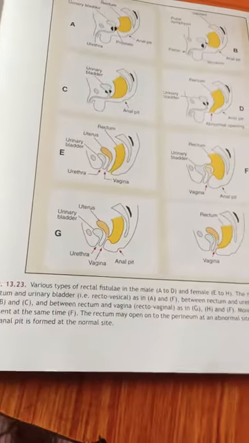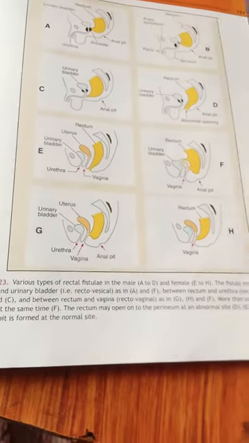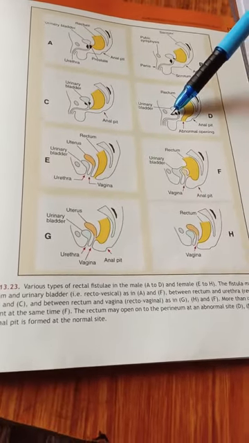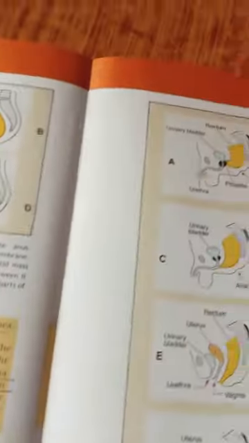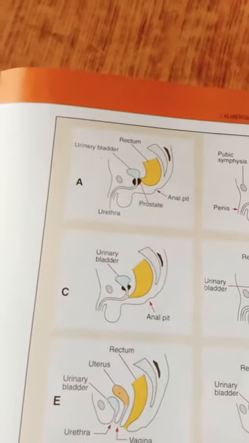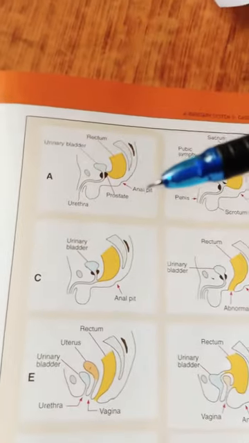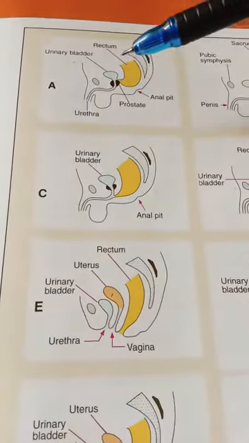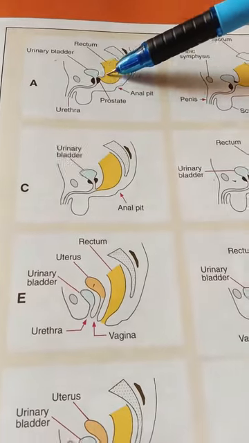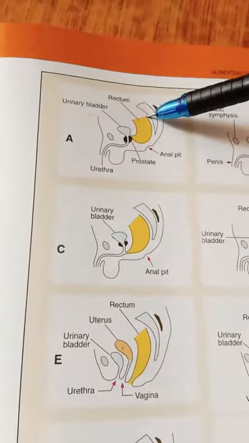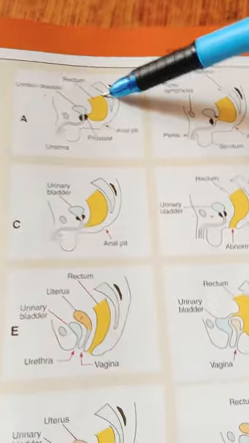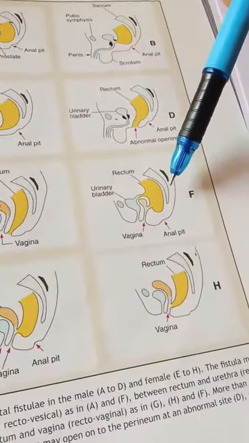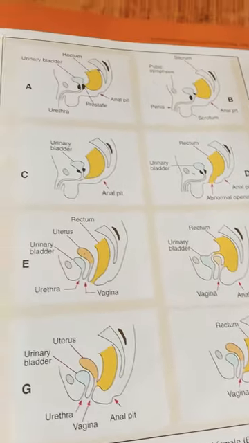And here there are different cases of anorectal fistula, A to D in male, and E to H in female. So let us see one by one. The fistula may be between the rectum and urinary bladder. So where is our rectum? So this is the urinary bladder system. If the fistula is between the rectum and urinary bladder, that is called rectovesical, as in A and F. So in A and F, you can see between the rectum and urinary bladder there are some fistulas.